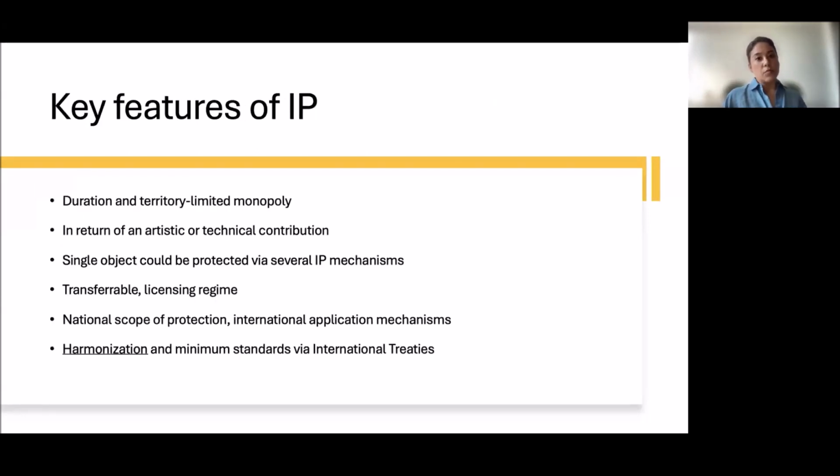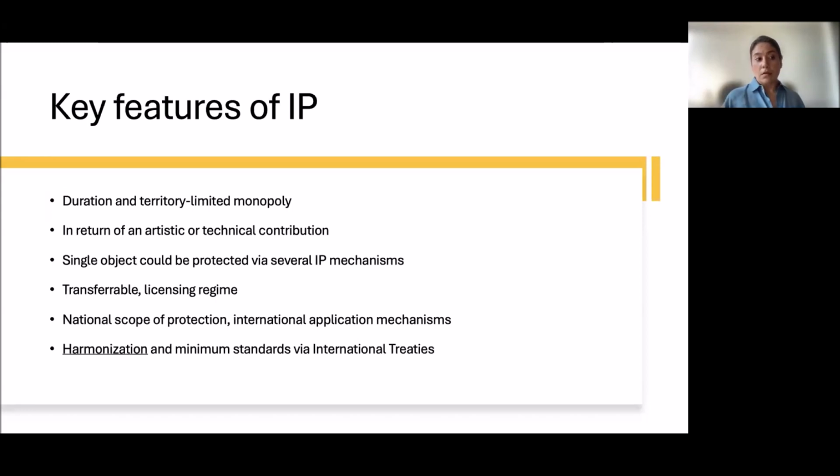And intellectual property rights are duration and territory limited. This means, except for trademarks, because you can renew them perpetually. Patents are 20 years in duration, and copyright is the life of the author plus 70 years, and it's all designated with international agreements and national laws.